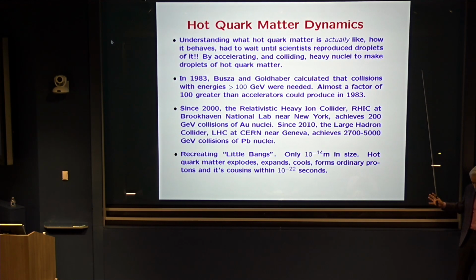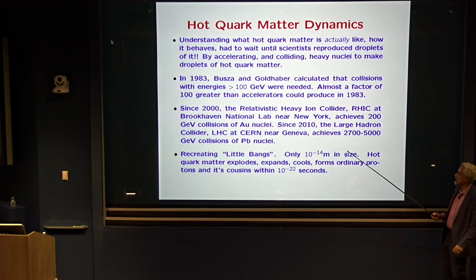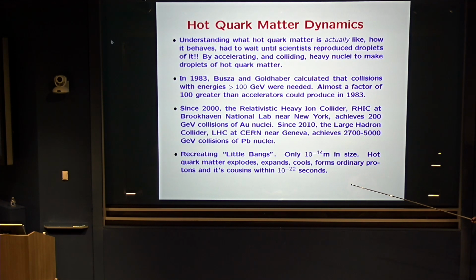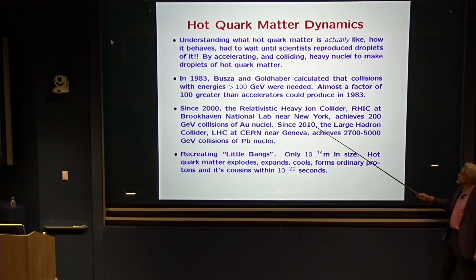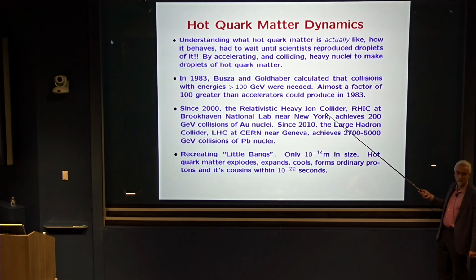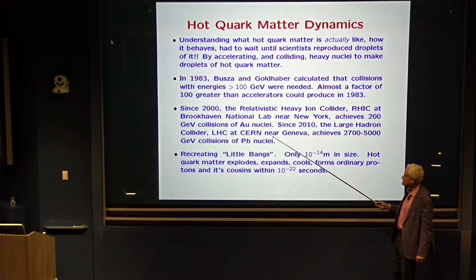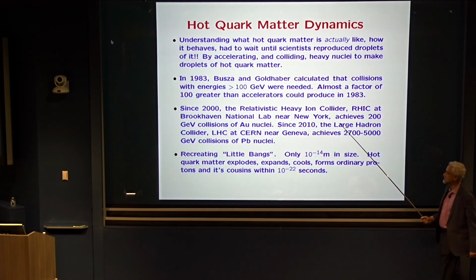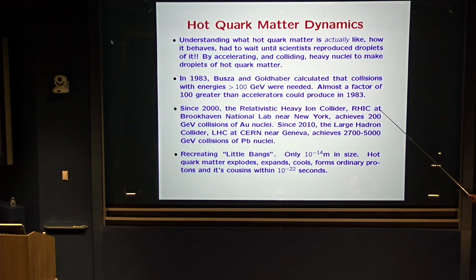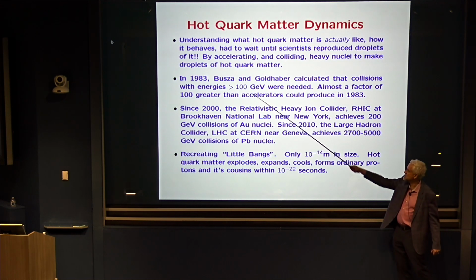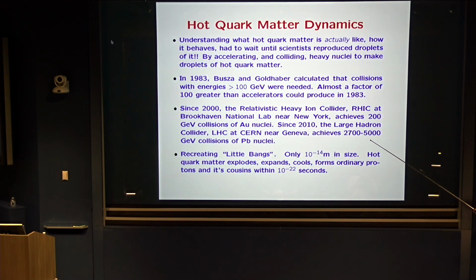If you wanted to reproduce the conditions of the Big Bang, make quark matter as opposed to protons and neutrons, that's what you needed to do. That's why the Relativistic Heavy Ion Collider was built on Long Island, a couple hours drive from here. And starting in the year 2000, these conditions have been recreated at RHIC. RHIC achieves collisions at 200 GeV above this criterion. And then more recently, since 2010, in Geneva, collisions at vastly higher energies have been reached.